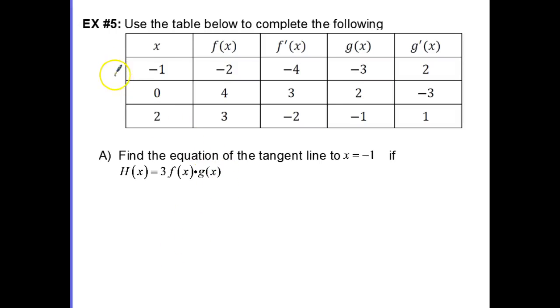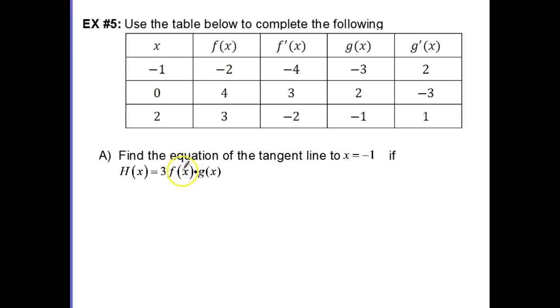In example 5, we have another one of these famous table problems here. We've got tons of information in this table. We have values for x, f of x, f prime of x, g of x, and g prime of x. And they've asked me to find the equation of the tangent line.